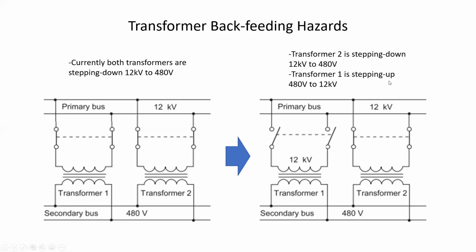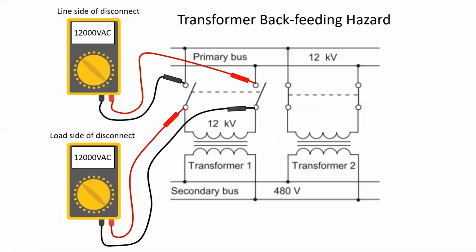But look what's now happened to transformer 1. Transformer 1 is now stepping up 480 volts because the secondary is energized now and the primary is not. And it is energizing the primary at 12 kV. So it's stepping up the voltage from 480 to 12 kV. And so this introduces some odd circumstances. We don't see it in a whole lot of places in the electrical industry, but this is one of them.